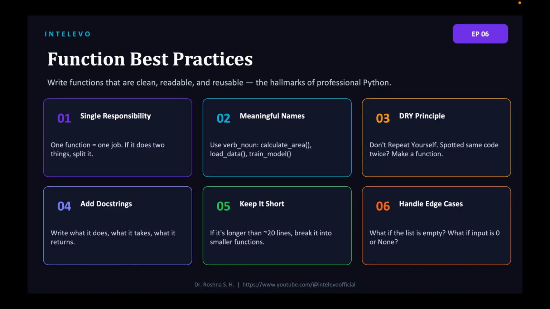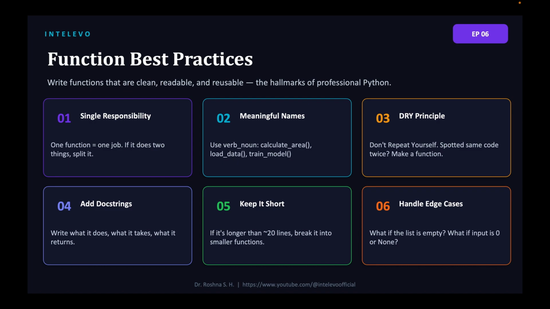Okay. As you learn functions, I strongly advise you to follow these best practices. That is, one function for one job. If it does two things, just split it. And then always try to use meaningful names. Like I mentioned before, use verb underscore noun format, for example, calculate_area_of, load_data_of, train_model_of, etc.